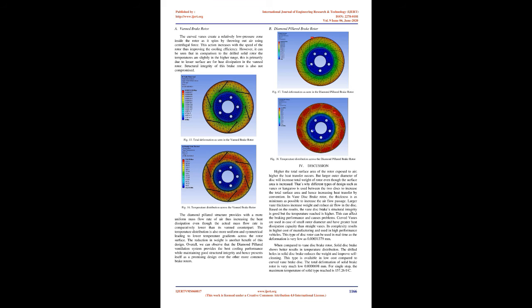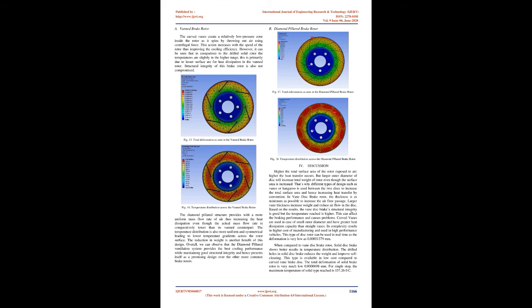The diamond-pillared structure provides a more uniform mass flow rate of air, thus increasing the heat dissipation even though the actual mass flow rate is comparatively lower than its vaned counterpart. The temperature distribution is also more uniform and symmetrical, leading to lower temperature gradients across the rotor surface. The reduction in weight is another benefit of this design. Overall, we can observe that the diamond-pillared ventilation system provides the best cooling performance while maintaining good structural integrity, and hence presents itself as a promising design over the other more common brake rotors.